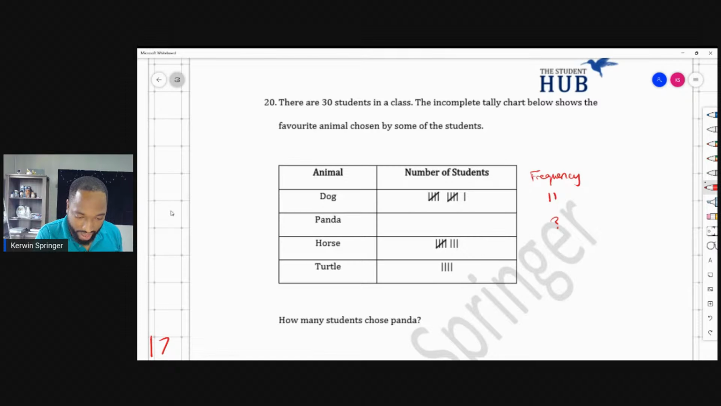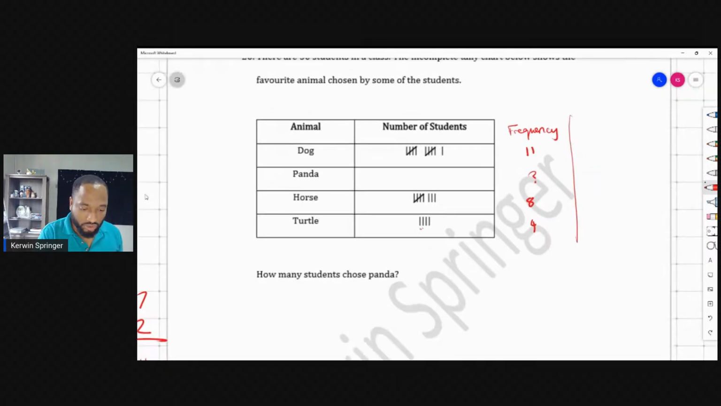What's this? 5, 6, 7, 8, 8. You all know to count your tallies, right? 1, 2, 3, 4, 4. So we have 4, 11, 8, and 4 so far. So far, how many students do we have?